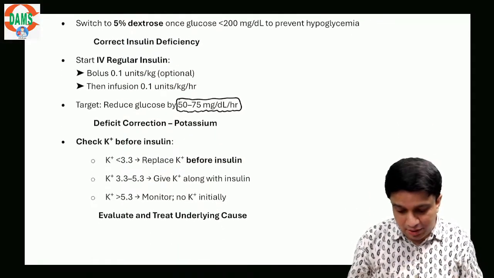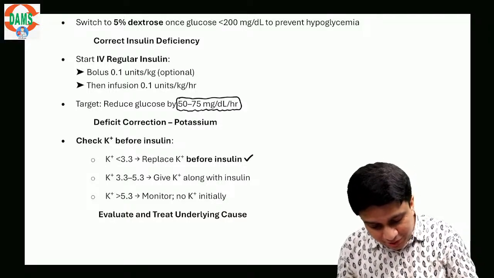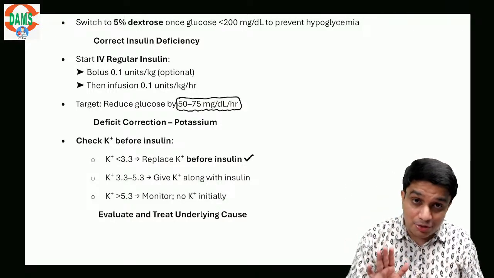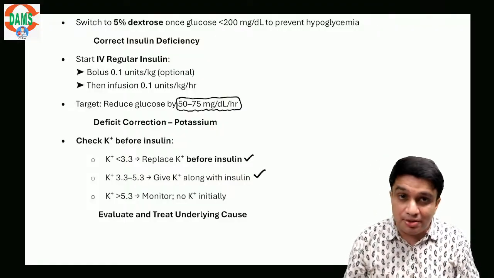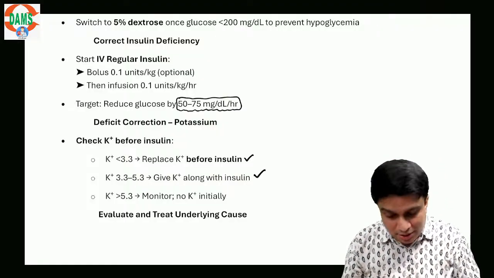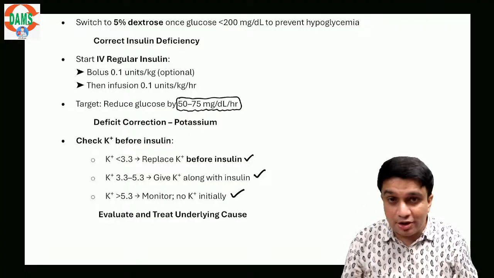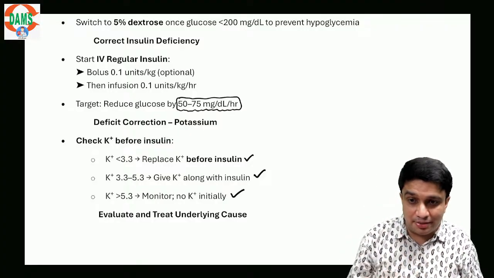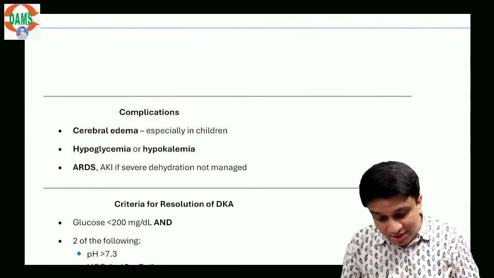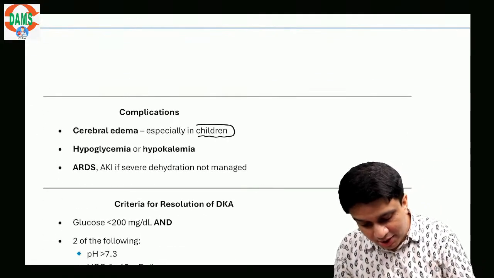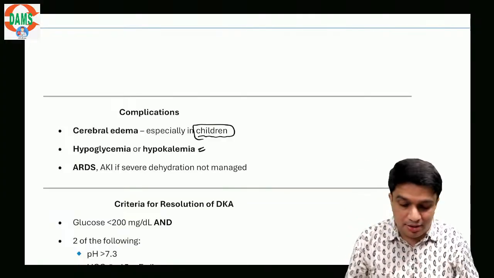Potassium below 3.3? Yes, replace potassium before insulin. 3.3 to 5.3, give potassium along with insulin. More than 5.3, monitor and no potassium initially. Complications, especially in children, are cerebral edema, hypoglycemia, hypokalemia. Okay.